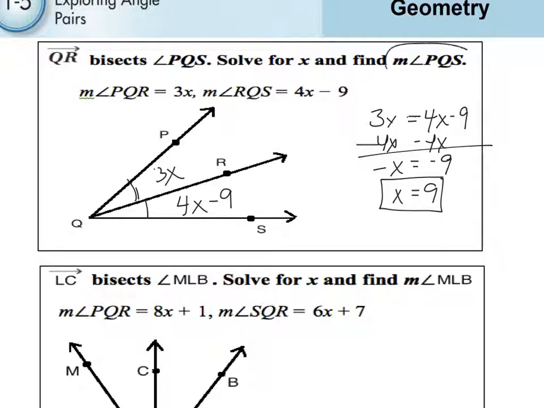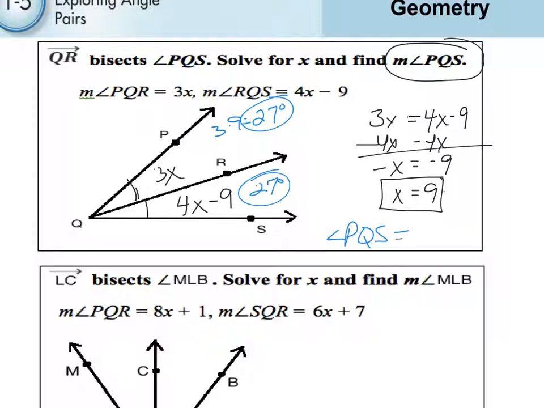But remember, they want you to find the measure of angle PQS. Well, if I plug 9 into 3x, that's 3 times 9, that's 27 degrees. Now, remember, PQR is the same measure as RQS. So if that one's 27 degrees, then this one's 27 degrees, and I can find that out by plugging the 9 in as well. And then that means that angle PQS is those two added together, which means that's 54 degrees. Okay, so that's an angle bisector.